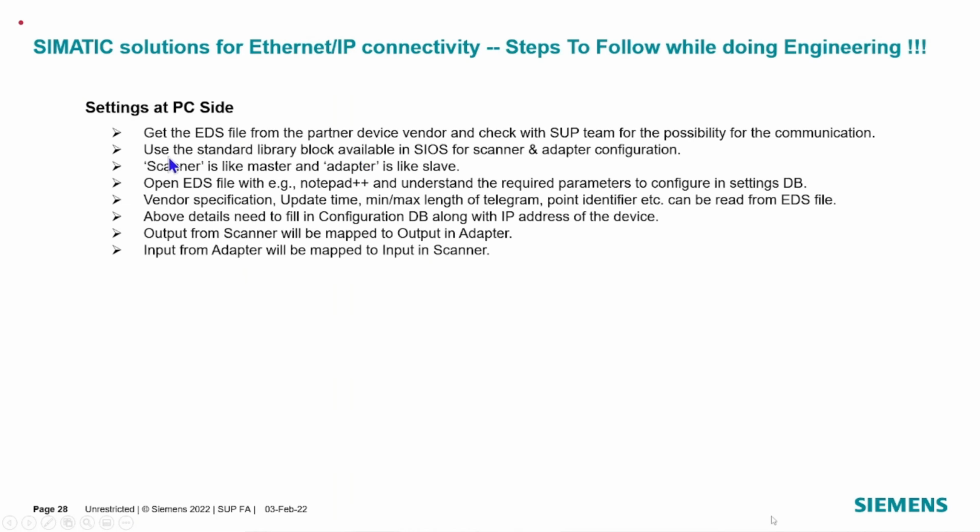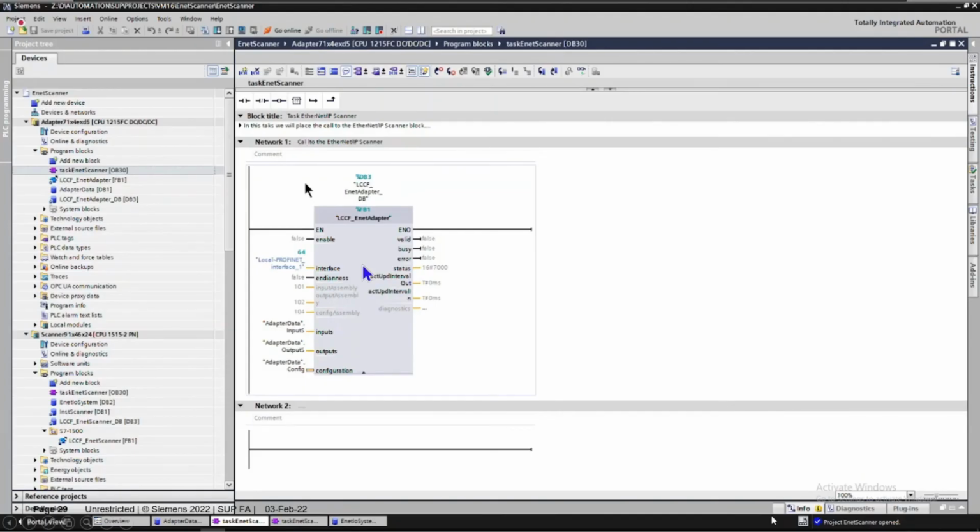What settings are required? You should get the EDS file, like our GSD or GSDML file. For Ethernet IP, the EDS file will be used. We have to get the EDS file from the vendor or from your customer and share it with us. We can cross-check and confirm with the help of Germany how easy it is to communicate with our PLC. The EDS file can be opened with Notepad. In the configuration part, we'll open it with Notepad, and the relevant information needs to be filled into the configuration DB. So we'll jump to the configuration part.